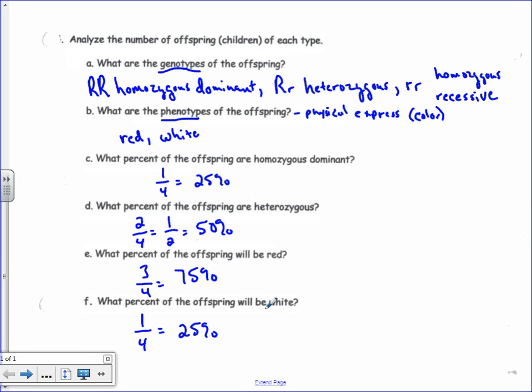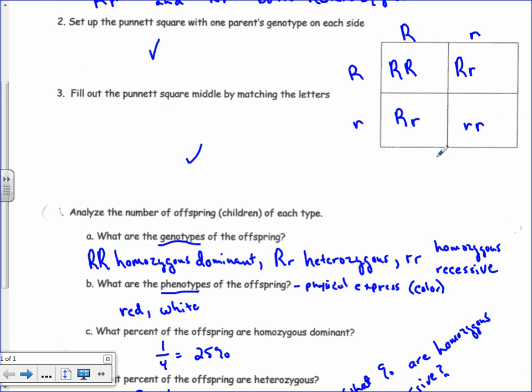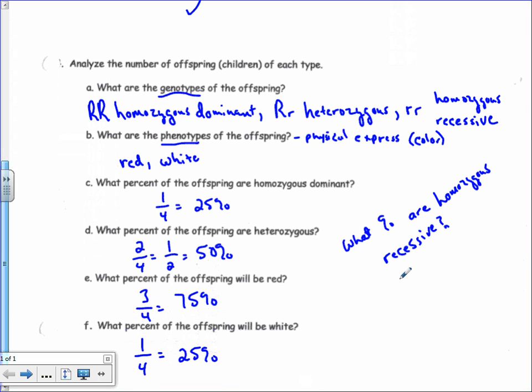Something this paper didn't ask us about, which I think is important, is what percent are homozygous recessive? So I'm going to give you a minute to look at the chart there and figure that out. What do you think? You're right. 1 out of 4, or 25%, are homozygous recessive.